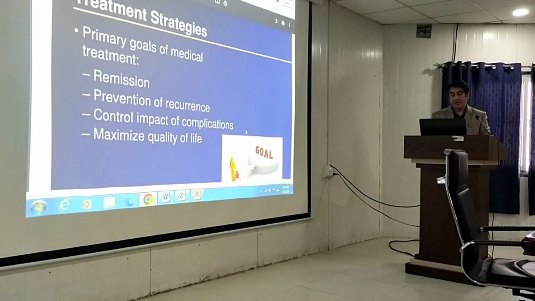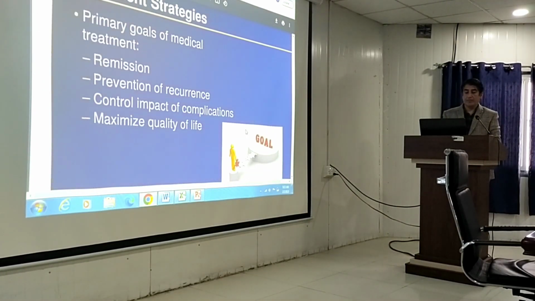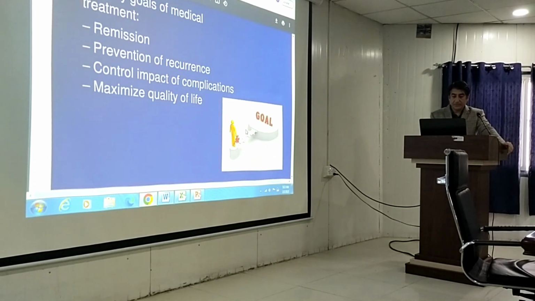The treatment strategies: the primary goal of medical treatment is remission, prevention of the recurrence, control impact of complications, maximize quality of life. So this is the main focus of treatment, basically to achieve good remission, prevent the further recurrence and further complications.